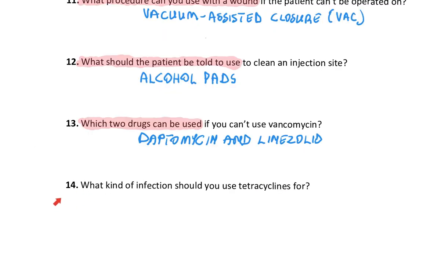Our last question for the day. What kind of infection should you use tetracyclines for? So we are looking for the type of infection you can use tetracyclines to treat, okay? So we are looking for infections. However, we are dealing with medication, so we go to the text that contains medication or drug. Then we get tetracyclines as a keyword for the infection.